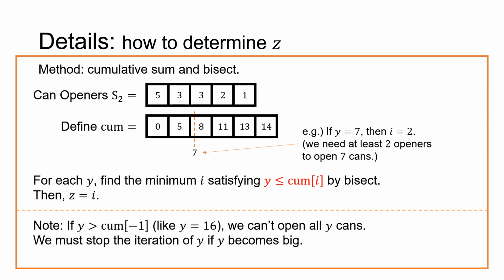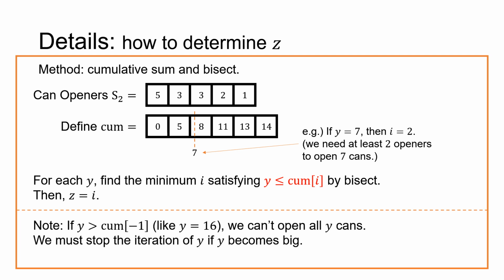Let's move to how to determine z. Our method is using cumulative sum and bisect. Before beginning to iterate y, we prepare a list named cum that records the sum of regular cans we can open when using can openers from the first to the i-th. Then for each y, the best z is the minimum index i of the cum list satisfying y is at most cum of i. Check the above example if you don't get the idea.